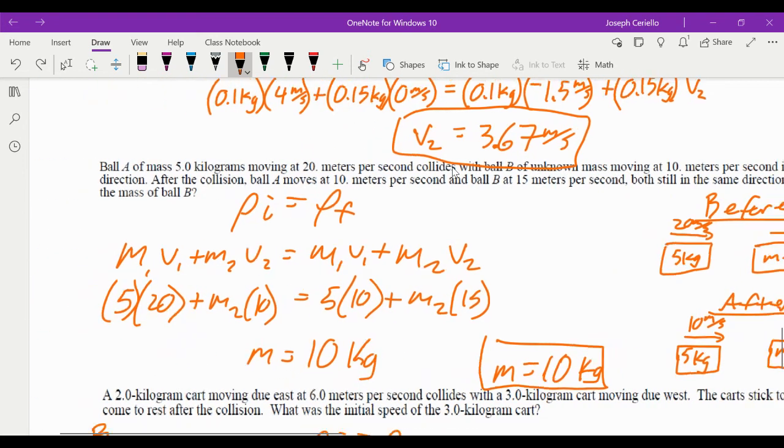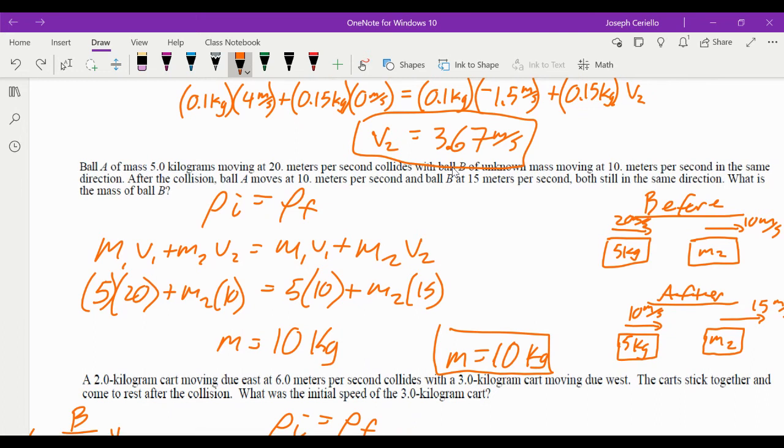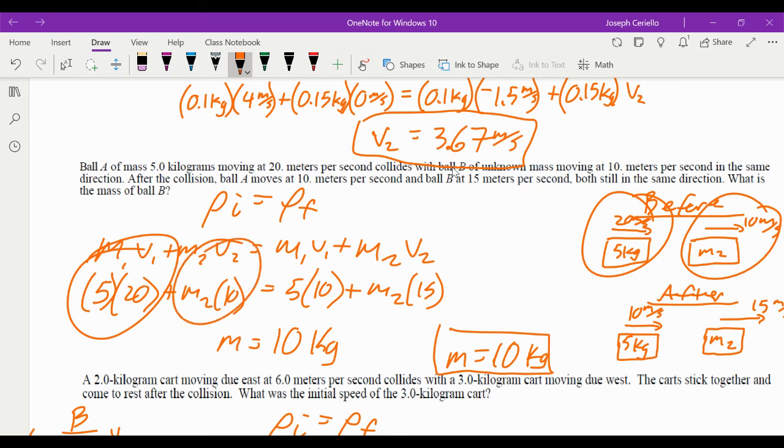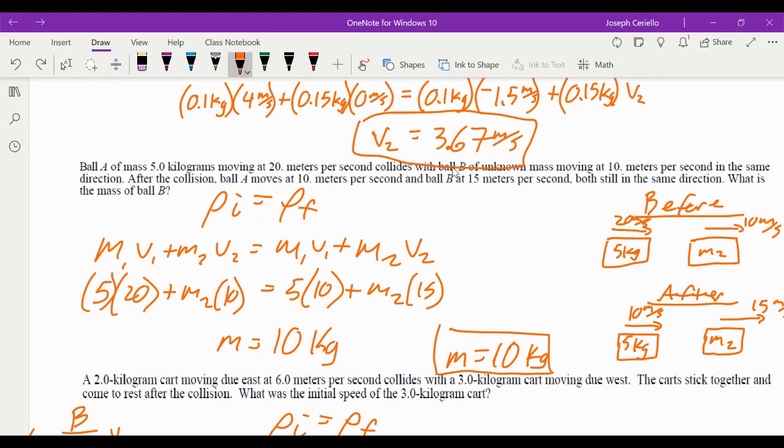So again, same exact process. Pi equals Pf, M1v1 plus M2v2 equals M1v1 plus M2v2. Working through it here, we have this 5 kilogram one. That's what gets plugged in here. We have 10 times M2, that gets plugged in here. Then 5 times 10 plugged in right there. M2 times 15 gets plugged in right there. Working through it, you should get that M2 is equal to 10 kilograms.